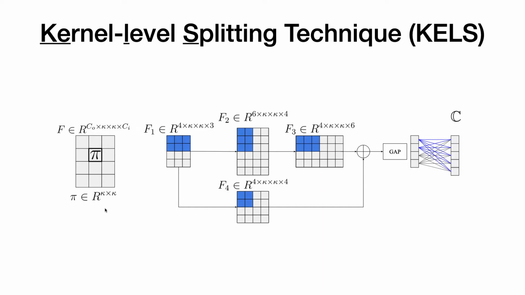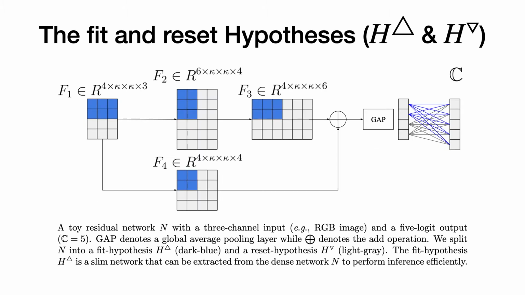On the right-hand side, we show how to apply KELS on a toy residual network. Given a split rate, say 50%, we split the network such that the fit hypothesis includes the top 50% kernels inside the top 50% filters. Please note that the fit hypothesis is a slim network that can be extracted from the dense network N to perform inference efficiently. Once the fit and the reset hypotheses are outlined, we train the whole network for multiple generations. To evolve the knowledge inside the fit hypothesis, we reinitialize the reset hypothesis after every generation.